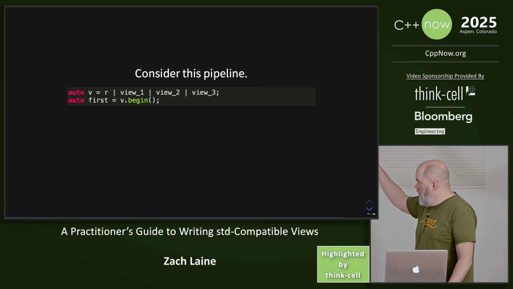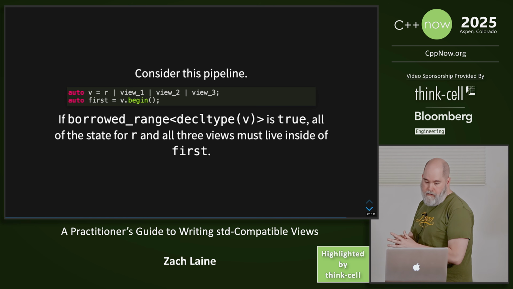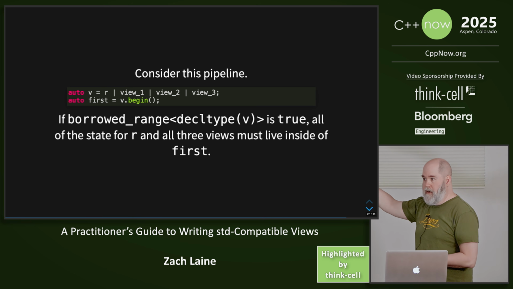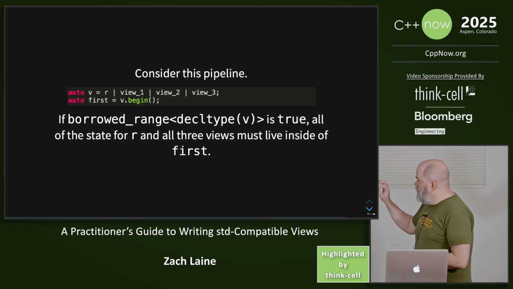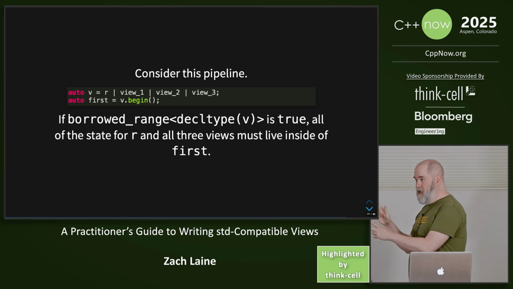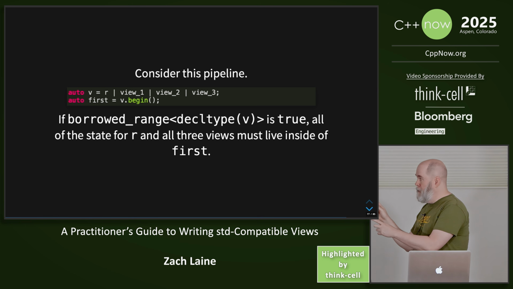So let's say we have some R, whatever the range is, and we have view 1, view 2, view 3. Obviously, if that whole view V is a borrowed range, then everything that you need to know to iterate has to be in the iterator, okay? Because if the view goes out of scope, the iterator is still good to use. If that is true, then let's say those are filter views, okay? So a filter view, if you remember, whenever you increment, it goes to the next valid item, the next item for which the predicate is true.